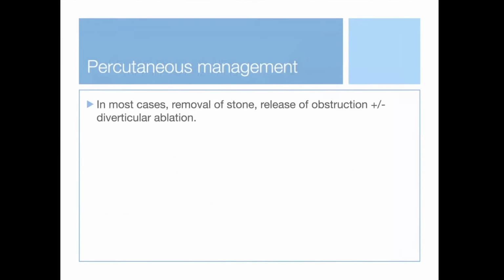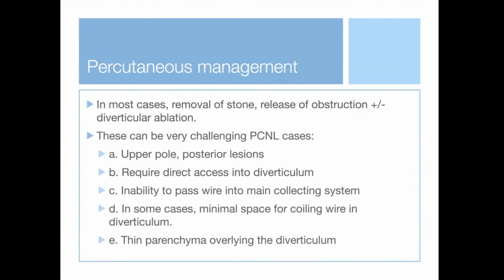In general, removal of the stone and release of obstruction with or without effective diverticular ablation is the goal. This can be a challenging percutaneous surgery. These are often upper pole posterior lesions. They do generally require direct access to the diverticulum, and sometimes it's difficult to pass a wire directly into the main renal collecting system. Often these diverticula provide limited space for coiling of wires, and there may be thin parenchyma overlying the diverticulum, which may not hold a nephrostomy tube well.